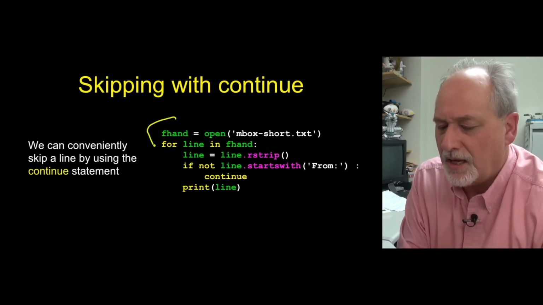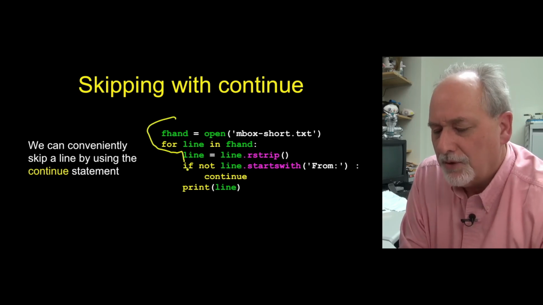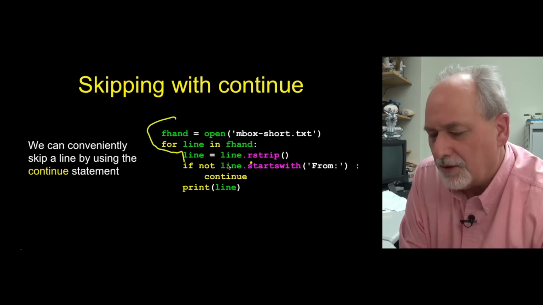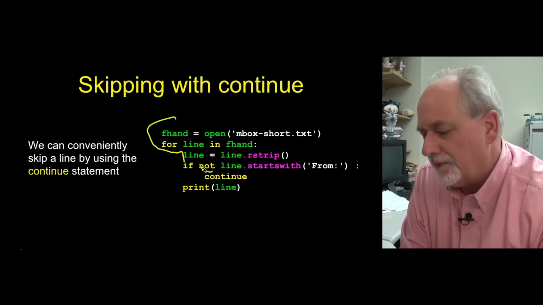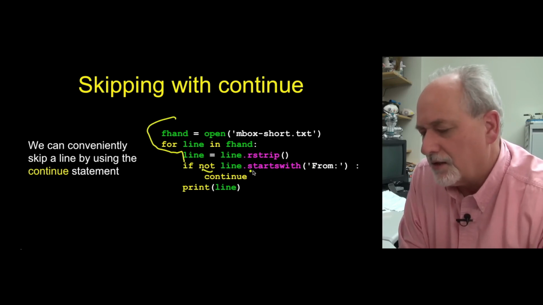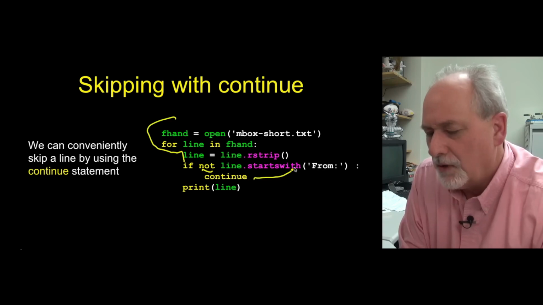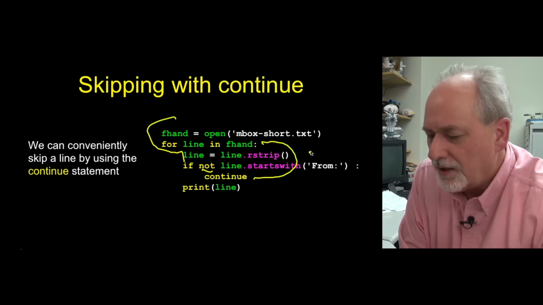So the top part is the same, we're stripping it, and everything's the same here except we add this not. If the line does not start with from, that's the translation of that. If the line does not start with from, continue. So basically we have a skipping pattern. The lines we're not interested in, we skip.